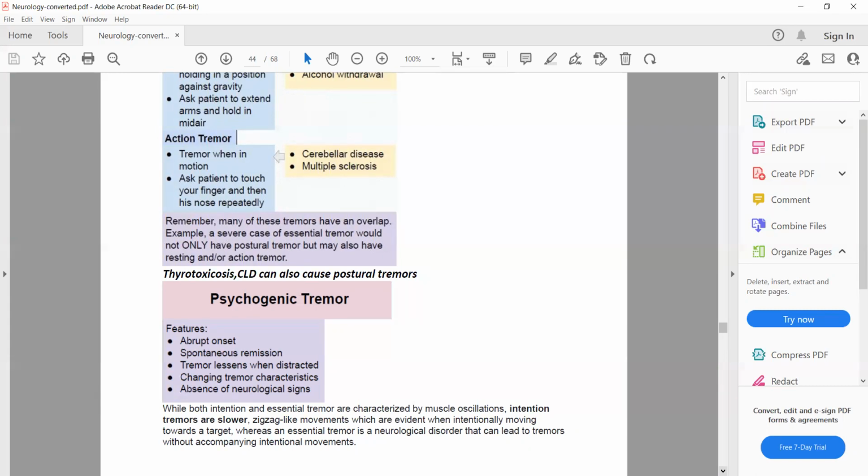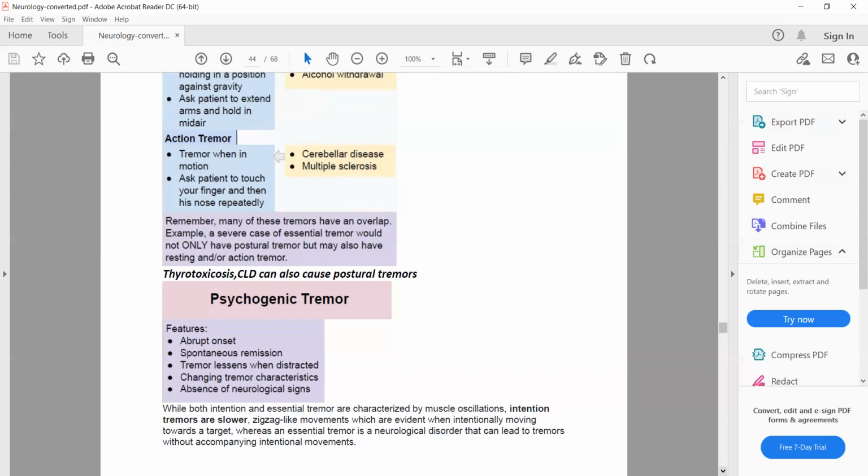So the fourth type of tremor is psychogenic tremor, which is abrupt in onset and has spontaneous remission. And the tremor disappears when the patient is distracted. Remember that only the resting tremor of Parkinson disease is present at rest. All other tremors are not present at rest, such as essential tremor, psychogenic tremor, and action tremor or intentional tremor. They all are absent at rest.